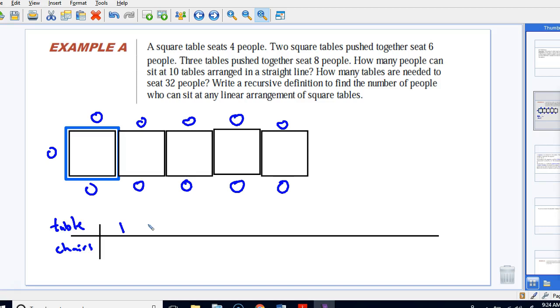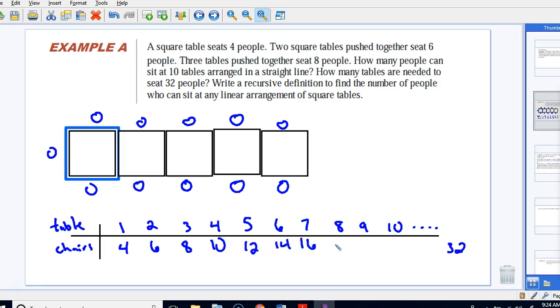So when we had 1, 2, 3, 4, and then we want to say how many can sit at 10 tables arranged in a straight line? How many tables are needed to seat 32 people? So we can go 5, 6, 7, 8, 9, 10, and we can do dot, dot, dot, and then we want to get to 32. Okay, so 1 table had 4, 2 tables had 6, 3 tables had 8, right? We'd have 2, 4, 6, 8, and then 10, and then 5 is 12. We have 14, 16, 18, 20, 22 is at 10 tables put together.